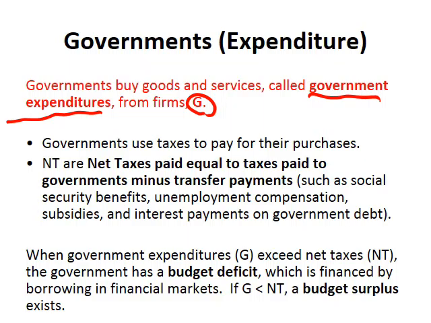When government expenditures exceed net taxes, in other words you are spending more than you're collecting in taxes, we know that the government has a budget deficit, which is financed by borrowing in the financial markets. If government expenditure is less than net taxes, then you have money left over, and we call it a budget surplus.